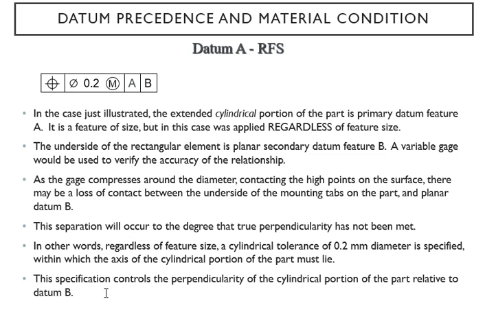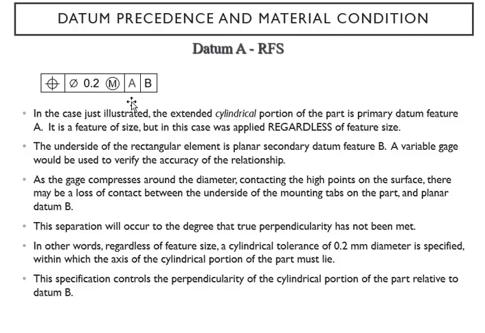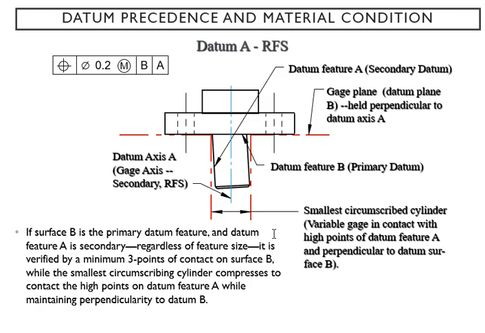So the axis of the cylindrical portion of the part has to lie within that tolerance. And you know that, yeah? Anyway, the specification controls the perpendicularity of that cylinder portion relative to that datum plane B. So now let's take a look at the datum plane B, which is right here. In this case, we're going to bump it up and make it a primary, instead of like that in the previous example.